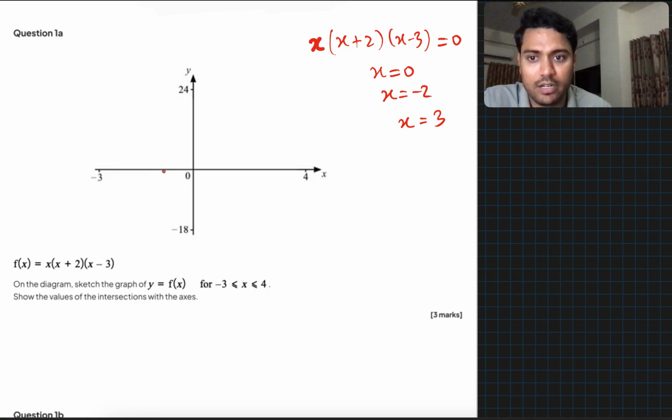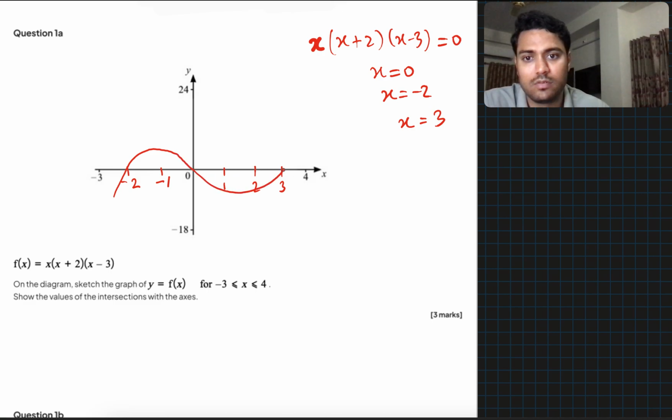So this is negative 3. Let's say this is negative 1, this is negative 2. This will be 1, this will be 2, this will be 3, and this is 4. Our 3 different points of intersection, because this is a cubic graph, 1, 2, and 3. So it is going to be like this. The graph will look like this. The point of intersection is at minus 2, 0, and positive 3. That's all. Let's move on to second part.